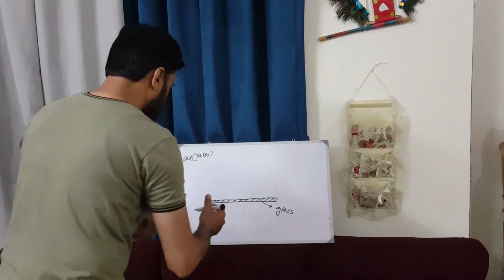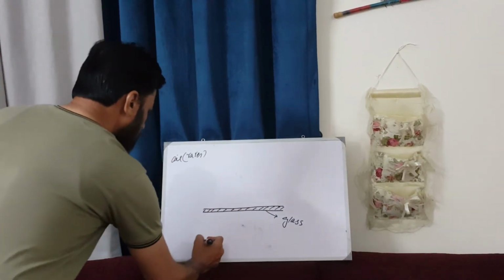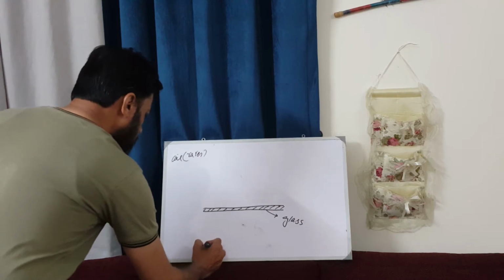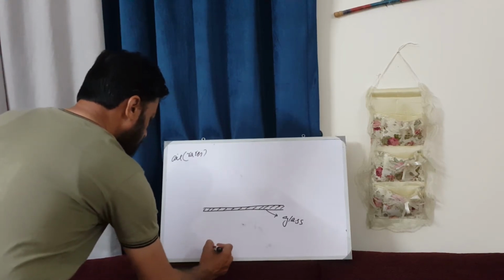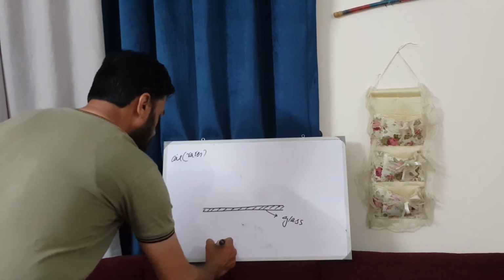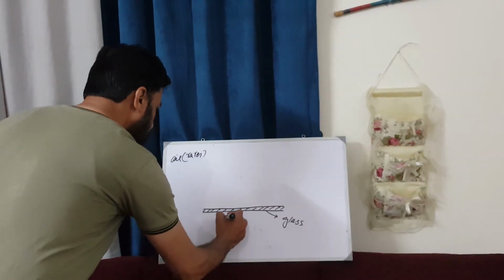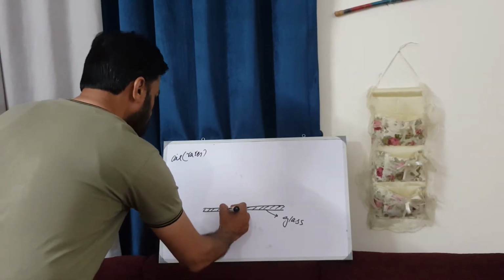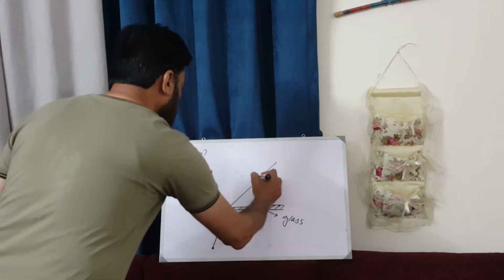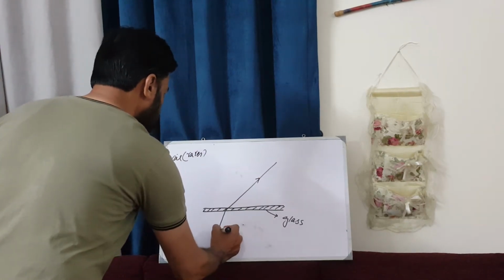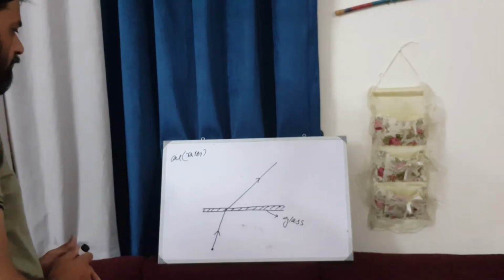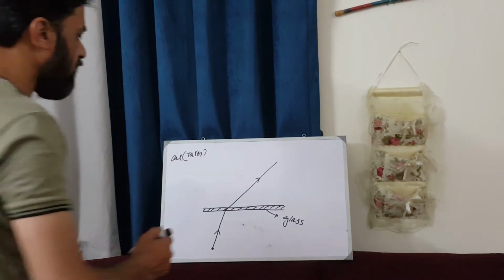Suppose this is a source of light. When this incident ray falls on this glass surface, it bends away from the normal.